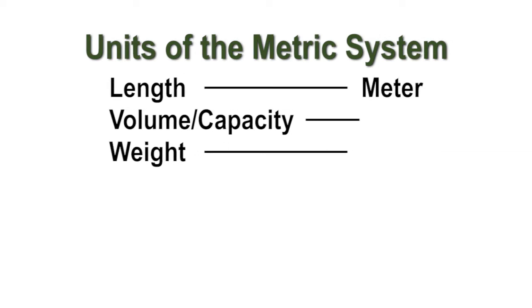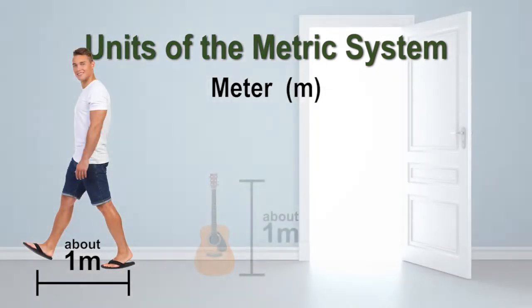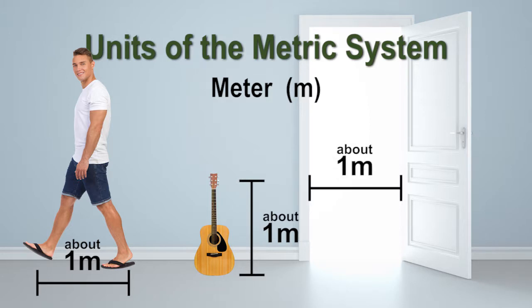For length, there is the meter. The base for volume or capacity is the liter. And for weight, there is the gram. A meter is abbreviated as M. It is about the length of one long step, or about the same measure of the width of our classroom door.